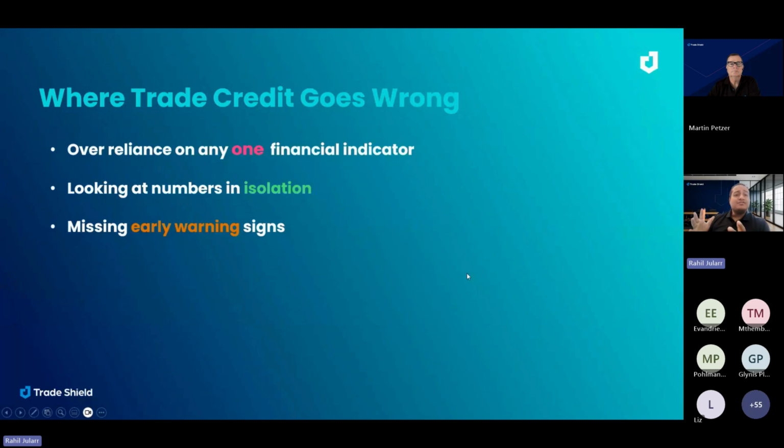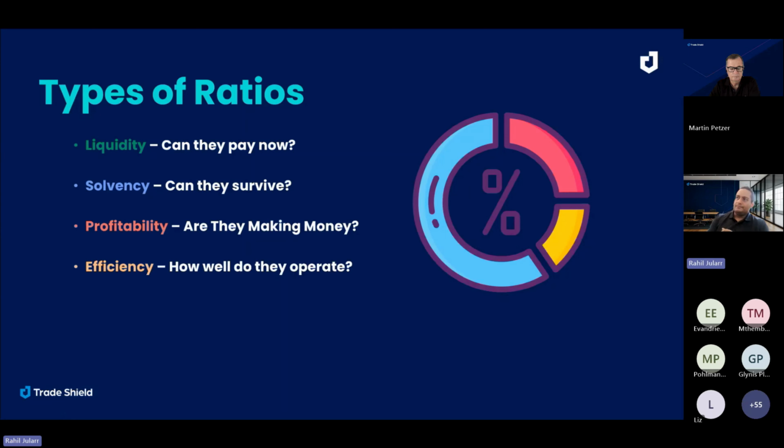So where does trade credit go wrong? It's the over-reliance on any one financial indicator. If you look at one number in isolation, you're probably not going to have the full context. And then lastly, it's missing the early warning signs. When you put all of this together, it gives you a pretty good picture of the trading behavior, both past, present, and likely future, of any debtor in your book.